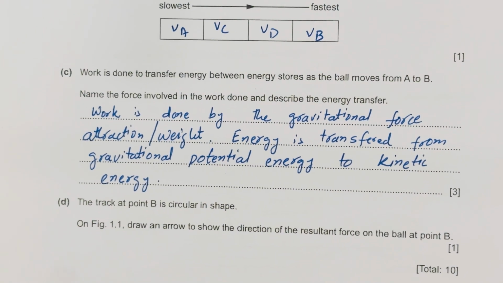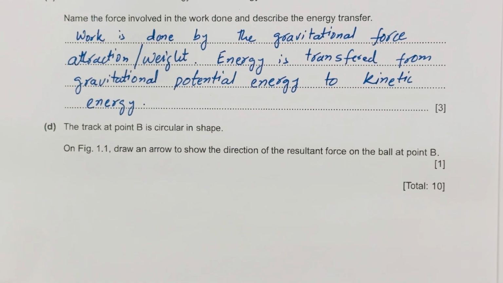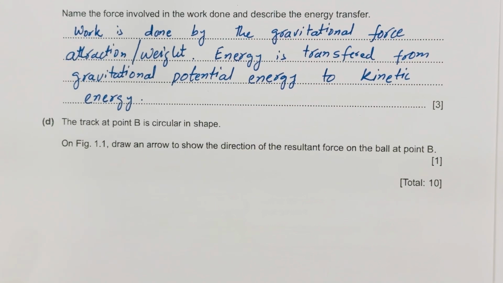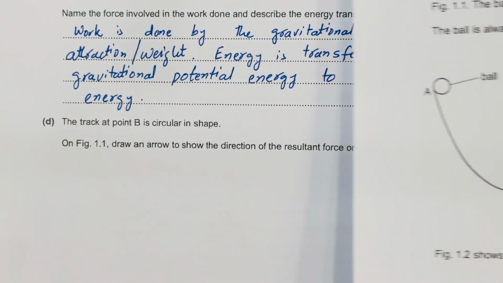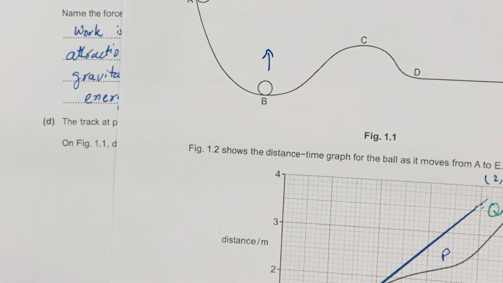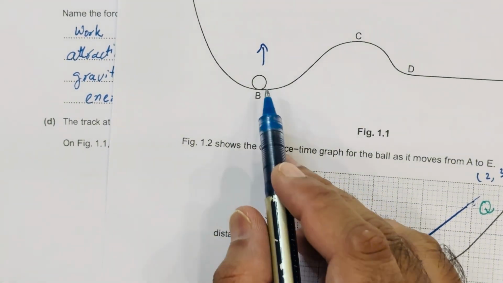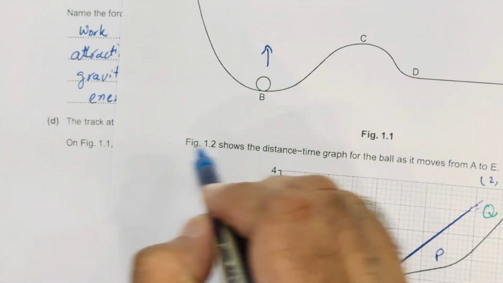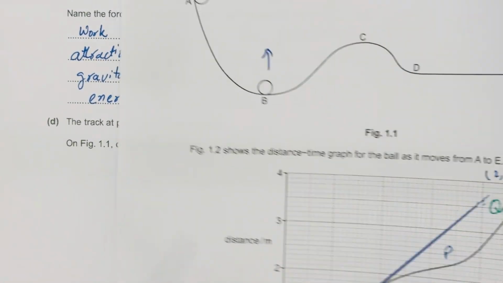So that was a simple explanation. Moving to the D part, the track at point B is in circular shape. On figure 1.1, draw to show the direction of the resultant force on the ball at point B. So it would be towards its center. So we're going to show it like that. On figure 1.1, it would be towards the center and it would move like that. So it will continue to move in the loop.